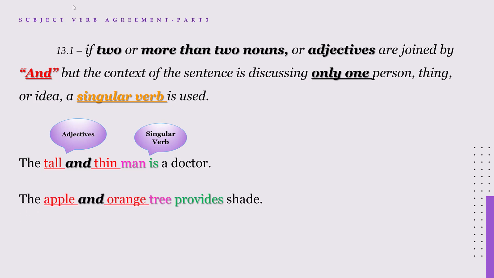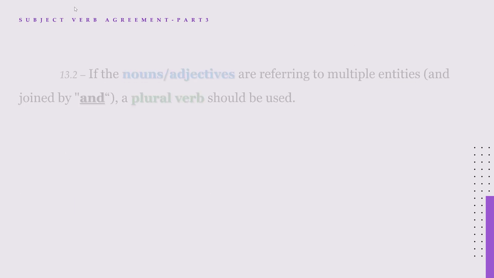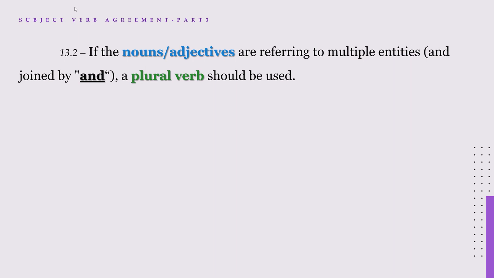The apple and orange tree provides shade. In this case, apple and orange are both nouns that describe the tree. The subject of the sentence is a single tree, so the singular verb is used. Remember that this rule applies when the nouns or adjectives are referring to a singular entity. If nouns or adjectives are referring to multiple entities, a plural verb should be used.